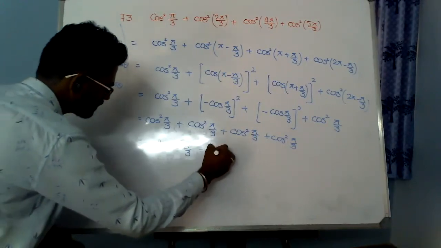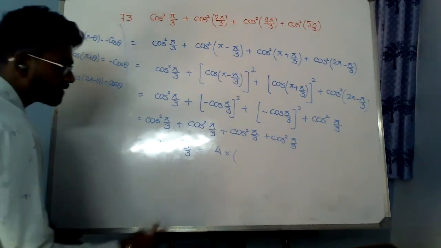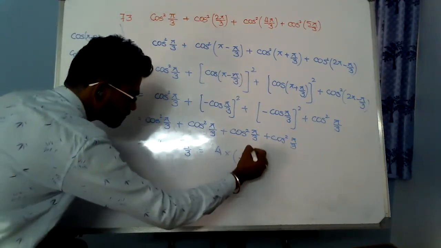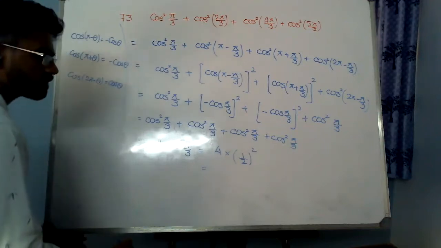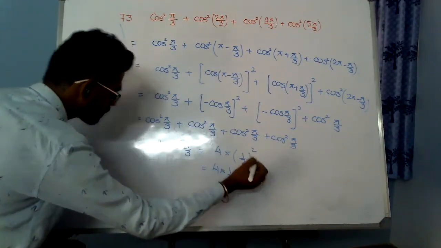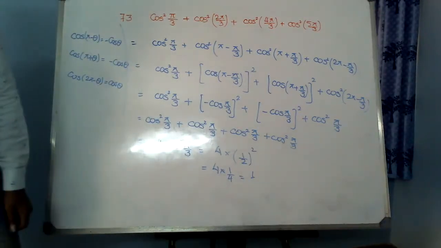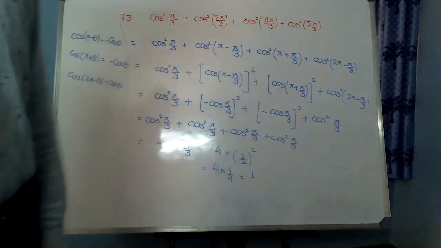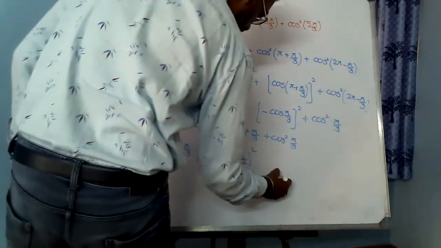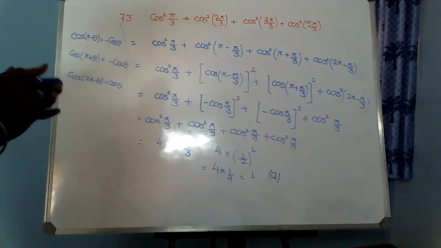Now what is pi by 3 value? Pi by 3 is what? 180 by 3, that is cos 60 degree. Cos 60 is what? 1 by 2. So (1 by 2) square. If you see 4 into (1 by 2) square, 4 into 1 by 4, 1 itself, right? So that should be an option in your question. That is your option number A itself. A is the right answer. If you have any doubt, you can ask me through WhatsApp.